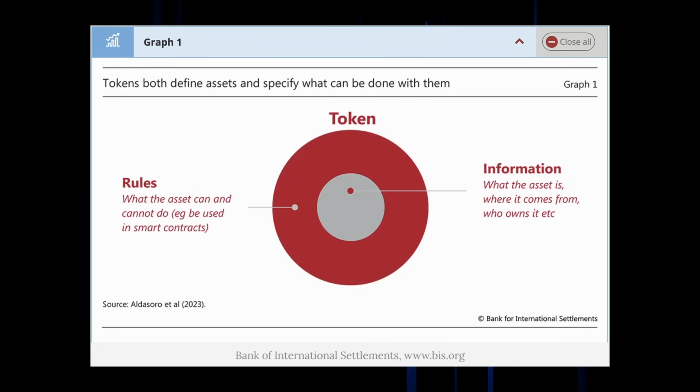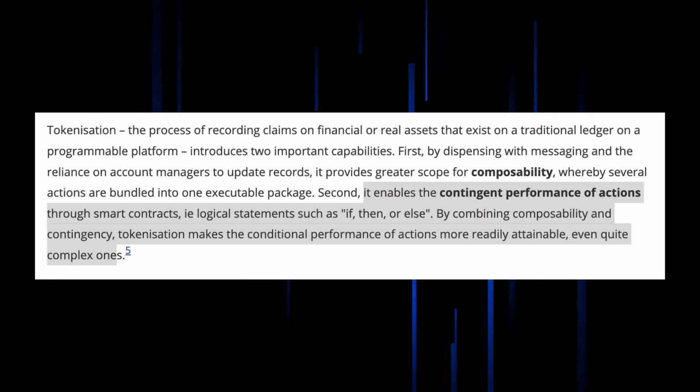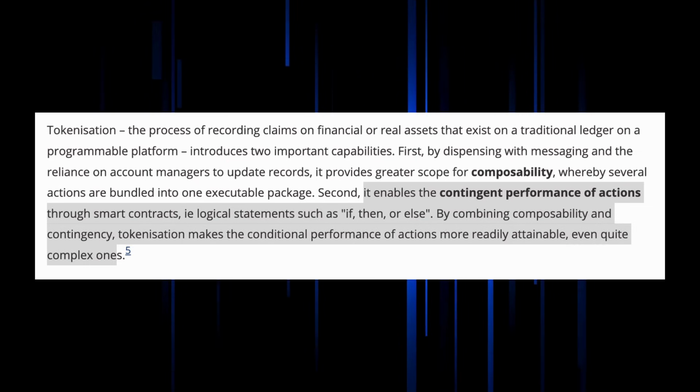And they say a token is essentially a combination of two things. It is a combination of information and rules. And so by information, they mean basically what the asset is, where it comes from, previous owners, everything that you and I would consider private information, right? And completely irrelevant to money. And rules. And so the rules would define what an asset can and cannot do. Then the BIS writes that tokenization involves a new concept of a conditional performance of actions. And so basically that tells us that for B to happen, you have to do A. So there has to be a condition.